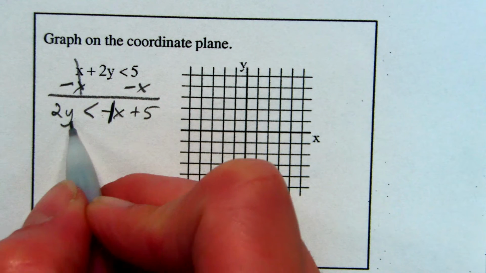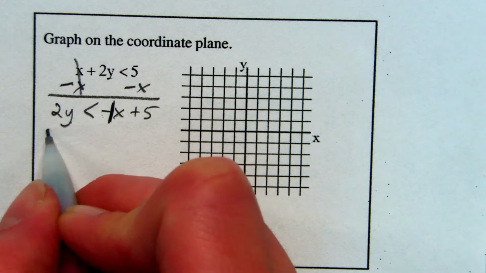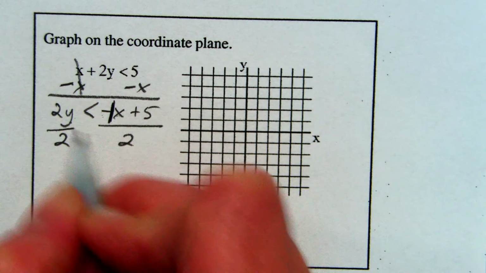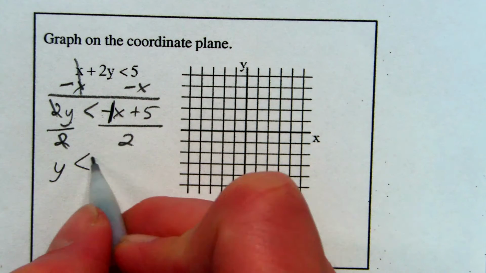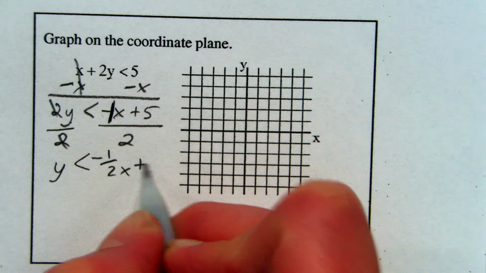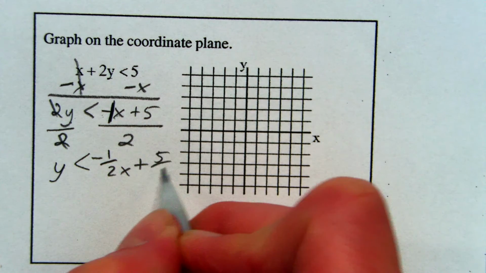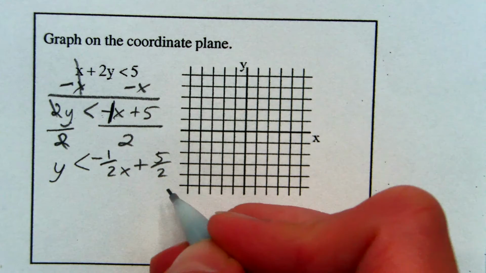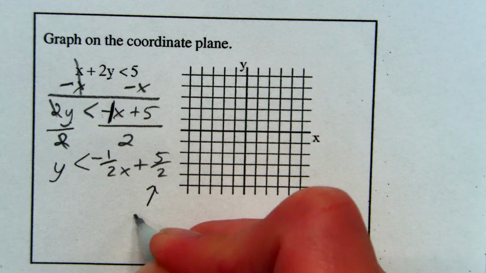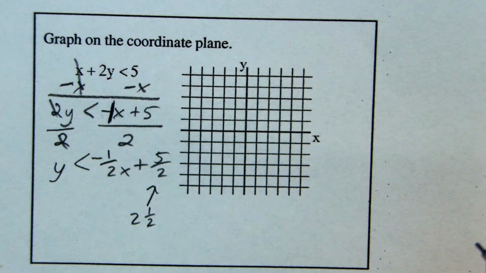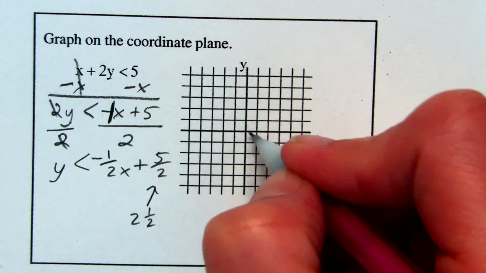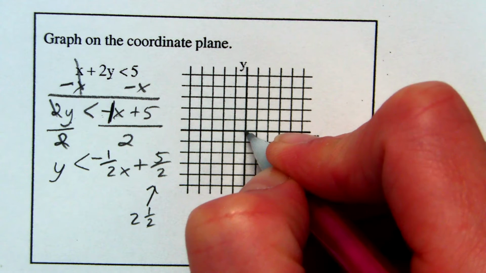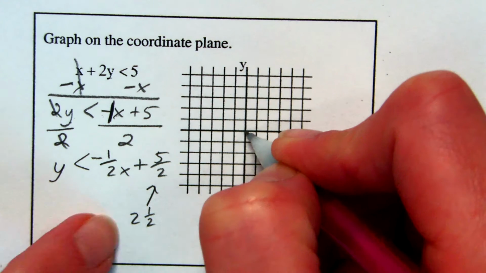All right, and then we still don't have y by itself. We've got to divide by the coefficient of y. So we'll get y is less than negative 1/2 x plus 5/2. And the 5/2 is a little interesting, but that's the same thing as 2.5. So we can just change that really quick, and that'll help us put the point on here. Normally you're not going to have to do that fraction, but occasionally it shows up.